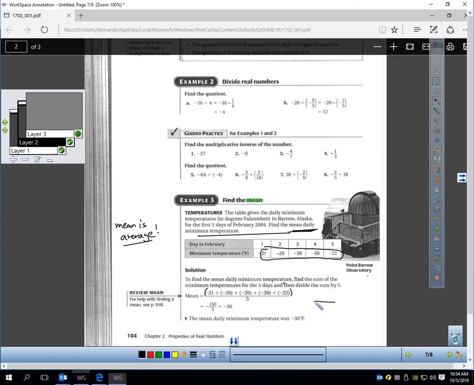Remember, from chapter 1, we have a fraction bar here. You got to treat the fraction bar in a special way. Do everything in the numerator first. So add all these together. That's negative 150, and then divide by 5 at the end. Okay? Again, the mean daily temperature here would be negative 30. Mean stands for average.